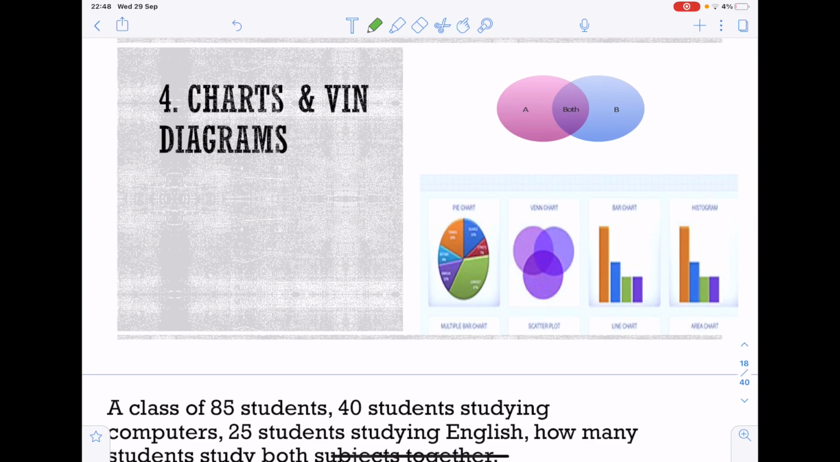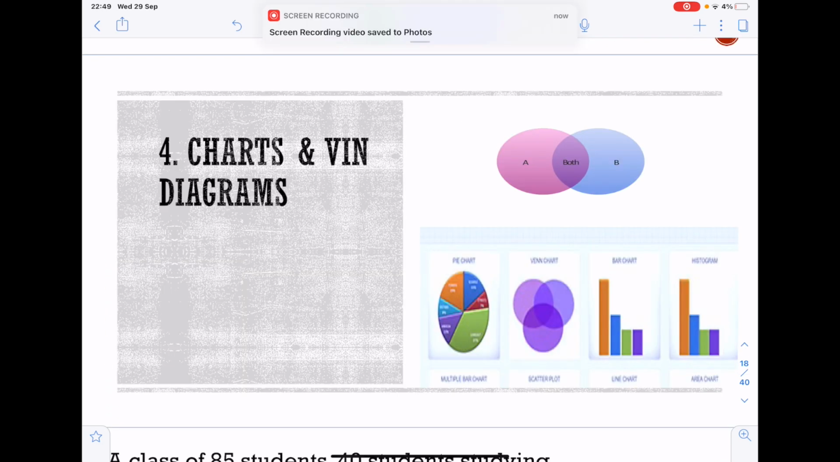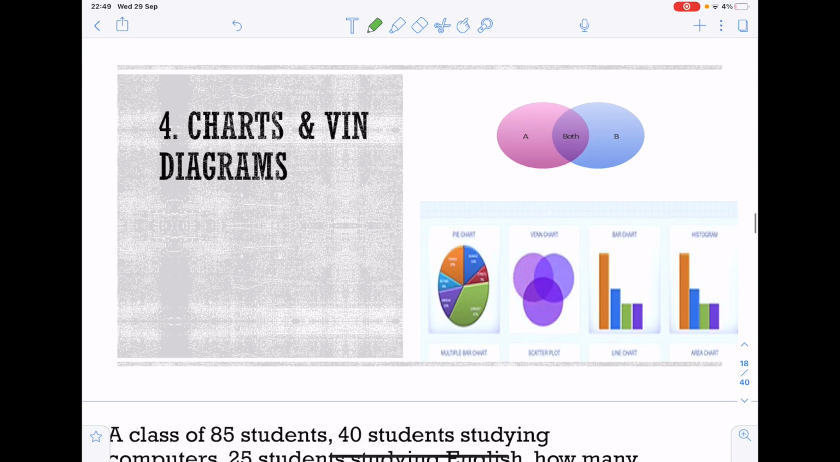Okay, now we have the Venn diagrams or the charts. We would have some examples, some questions in the exam about charts or bar graphs or diagrams, Venn diagrams, and stuff like that. Okay, so we also have some charts or Venn diagrams in the exam, and we are asked to answer some questions about these charts or this diagram.